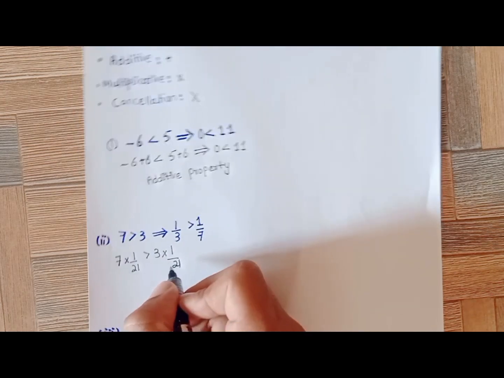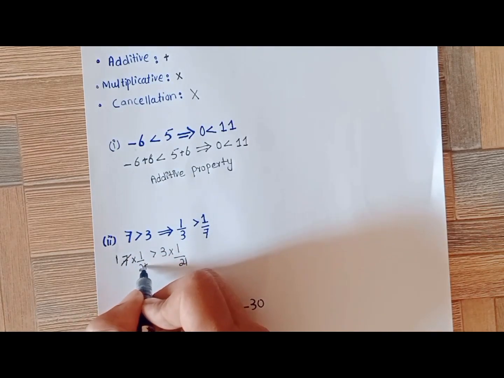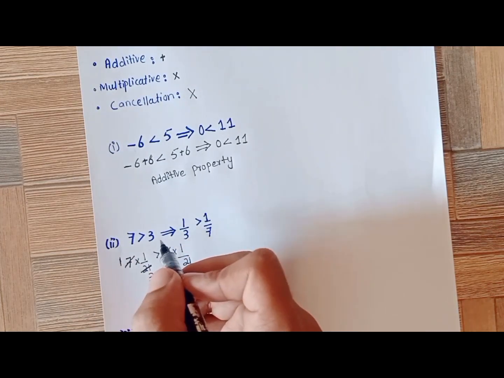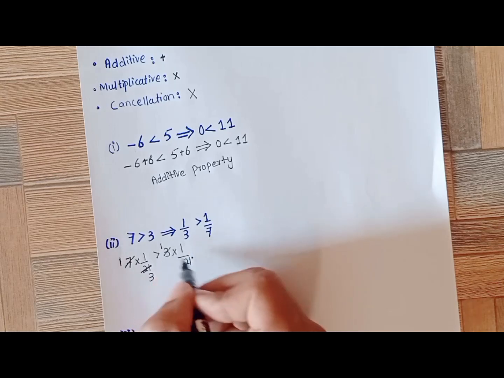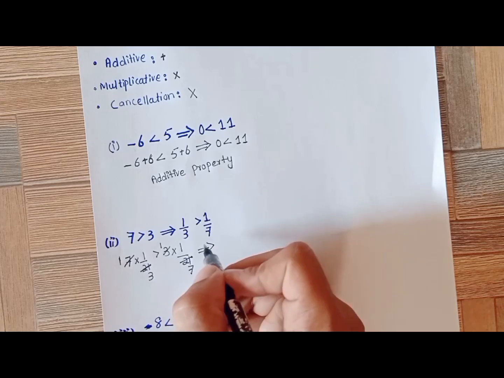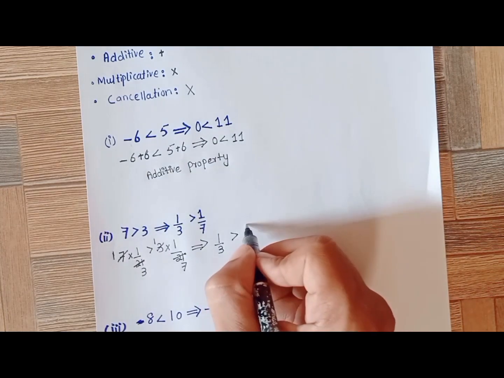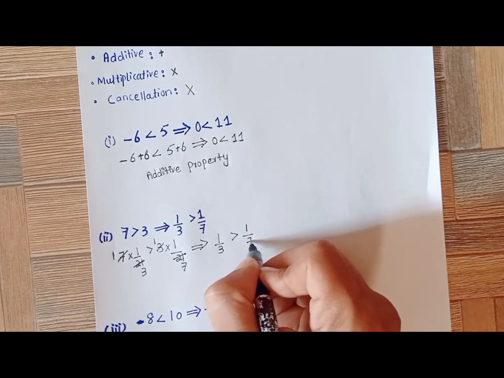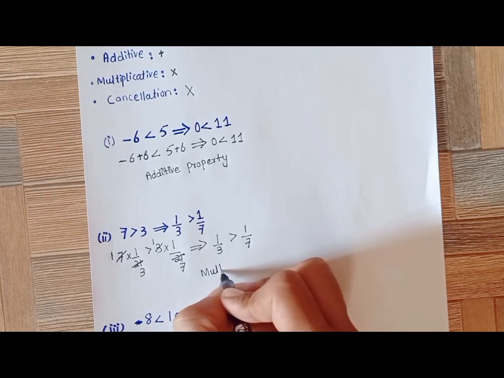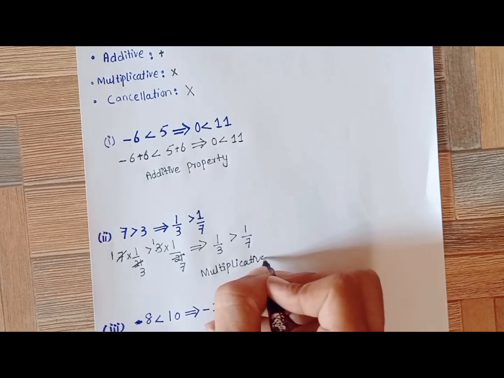7 multiplied by 1 over 21 is greater than 3 multiplied by 1 over 21. See here, if we cancel the numbers, 7 one time, 21 three times; 21 one time, same. 3 one time, 21 seven times. So it will be equal to 1 over 3 greater than 1 over 7. So it is proved here. So it is the multiplicative property.